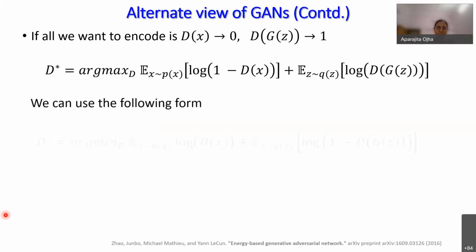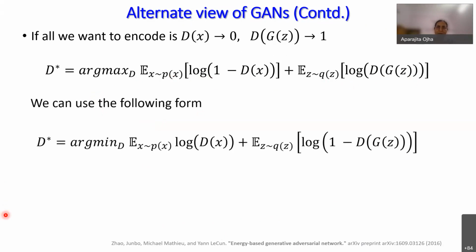But if you look at this part, I say that instead of taking argmax of this, I will take argmin: the expectation over x coming from the real data of log D(x), plus the expectation, the average log error, of log(1 minus D(G(z))). You must be thinking that I am swapping things again and again. But that was their idea: minimizing the expectation, or the average error, in case of real samples, and trying to maximize this in case of bad samples or fake samples.